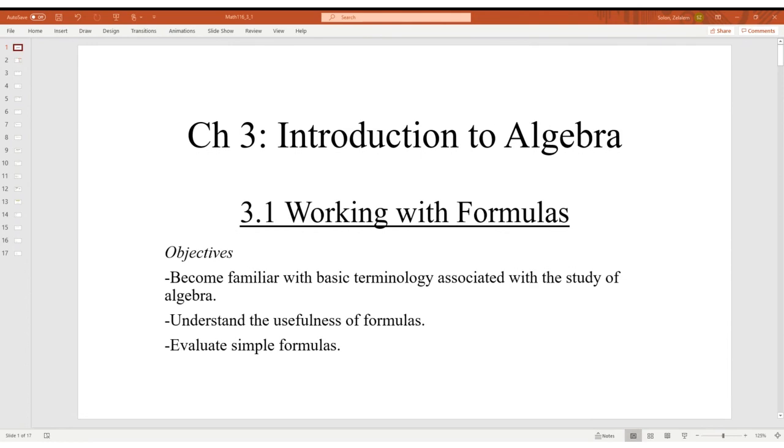Hello, welcome everyone. So today we are going to start a new unit, chapter 3, Introduction to Algebra. We are going to cover two topics today. The first one is working with formulas, and we are going to learn about some terminologies associated with algebra, and we are going to understand how we can use those formulas and evaluate simple formulas. That's the objective of the first topic.